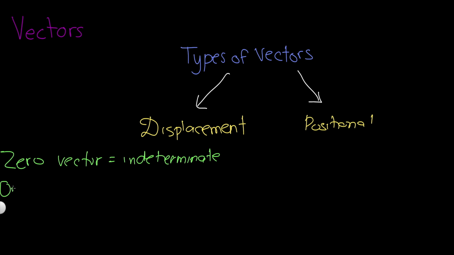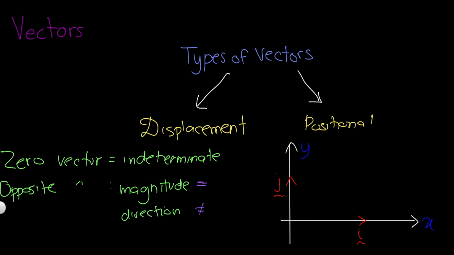Next we have the opposite vector. For an opposite vector, the magnitude is always the same, but the direction is not equal. Next we have equal vectors, and this vector is kind of similar to the opposite vector, whereas the magnitude is the same, but this time the direction is also the same.